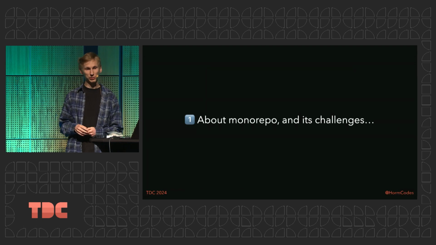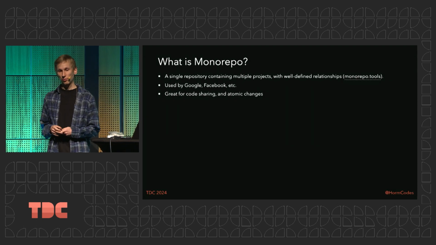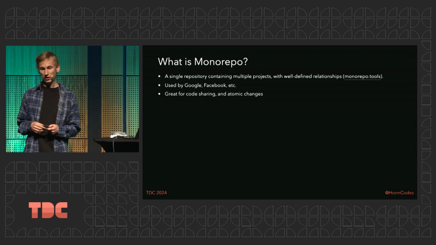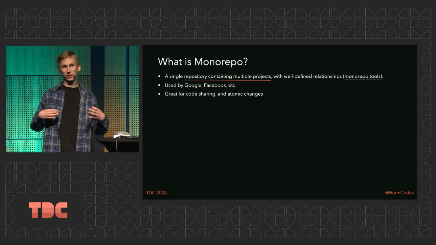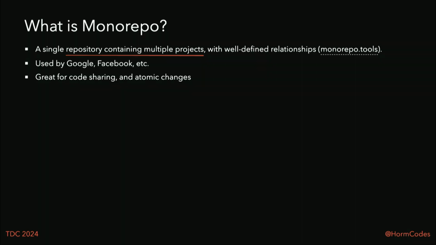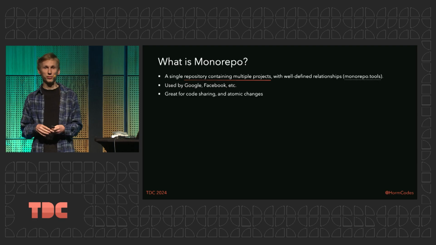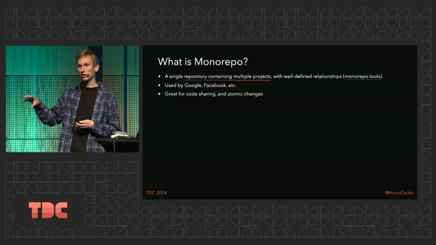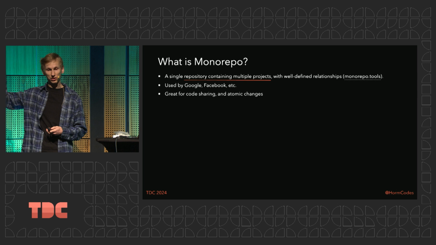But let's talk about Monorepo. Monorepo is a single repository containing multiple projects with well-defined relationships. It's a concept usually used by large companies, for example, Google, Facebook, etc. And the main idea or benefit is that it helps very well with code sharing and forces atomic changes. What it means is that if we do a change in one submodule, that change has to be reflected in the parent module.